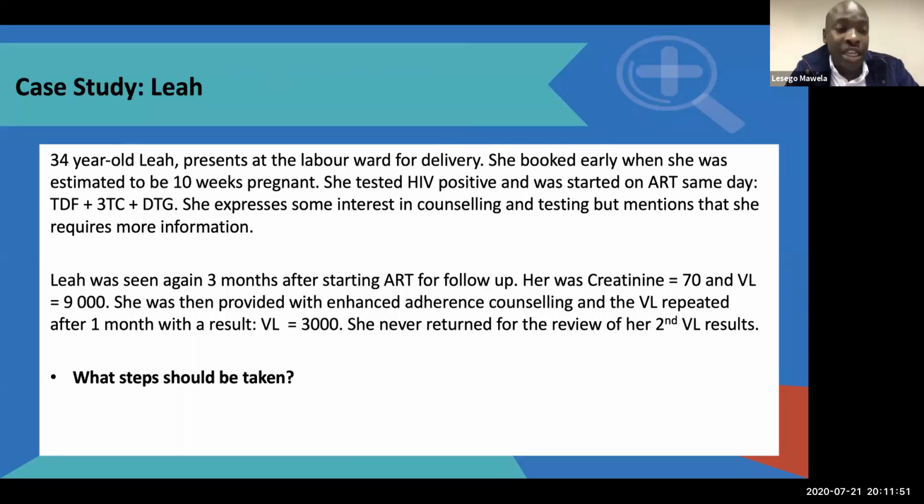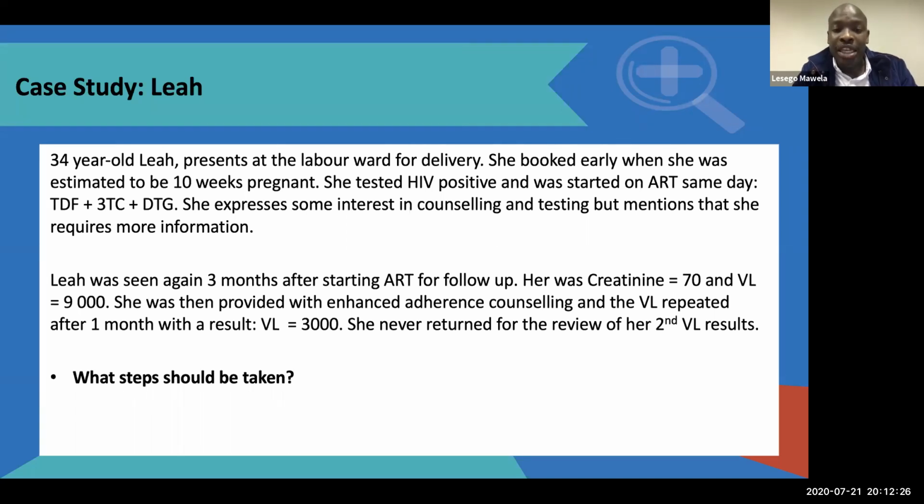Today's case study is a continuation. If you remember, last week we discussed Leah in detail. So I'll present her as a 34-year-old female who presents today for labor in your delivery ward. She booked early, when she was estimated to be 10 weeks pregnant. So this is what we want: we want women within the PMTCT program to present early so that we have enough time to intervene.